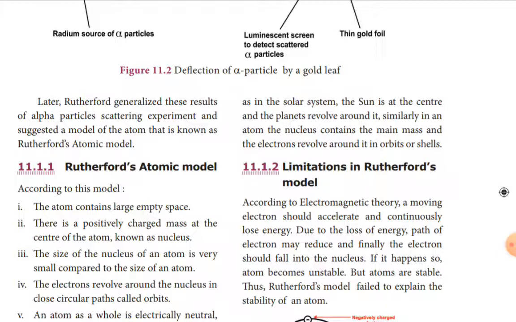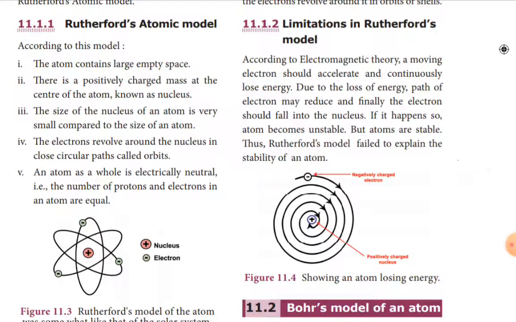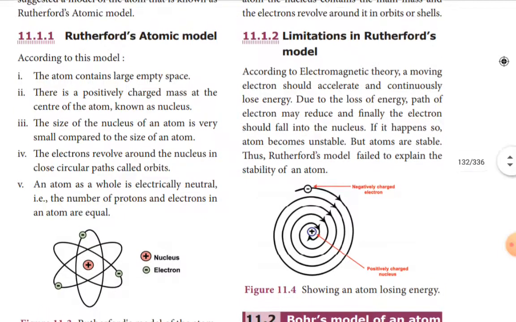The size of the nucleus is very small compared to the size of the atom. Electrons revolve around the nucleus. The circular paths are called orbits. These things were proposed by Rutherford through his gold foil experiment.